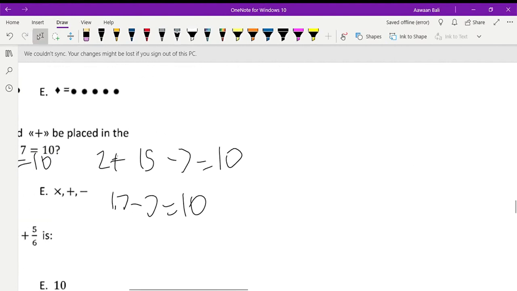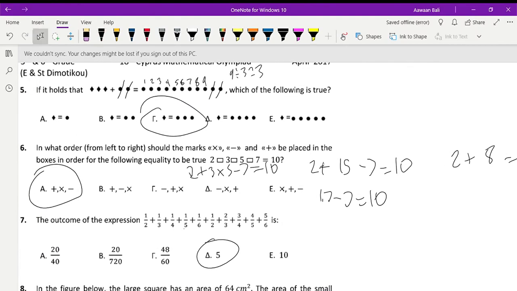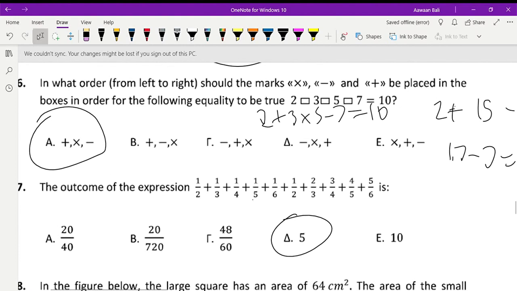However, if you do 15 minus 7, that's 12. 2 plus 12. Oh, 15 minus 7 is 8. Sorry, 8. 2 plus 8 is again 10. So basically, either way you do it, when it's addition, subtraction, any way you do it, you'll always get the same answer. You don't need to use BODMAS. And if it's multiplication, division, then it matters. So therefore, the answer is alpha.